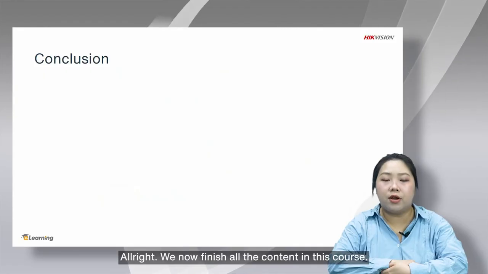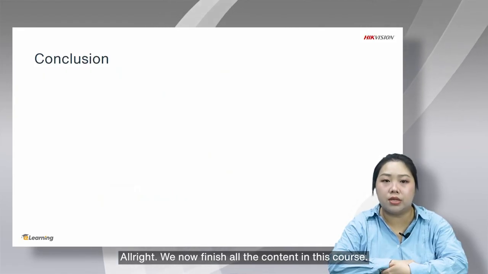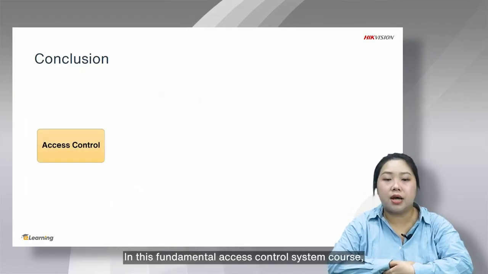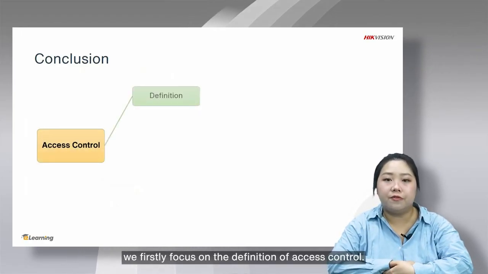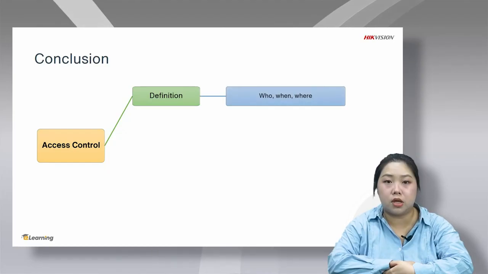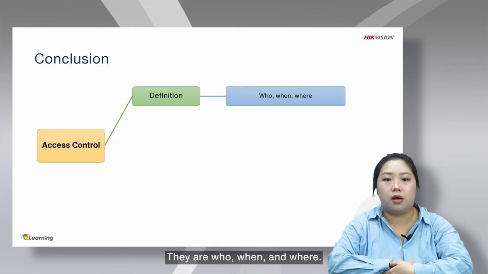Alright, we now finish all the content in the course and let us make a conclusion. In this Fundamental Access Control System course, we firstly focus on the definition of access control, and it can be defined with 3 keywords. They are who, when, and where.